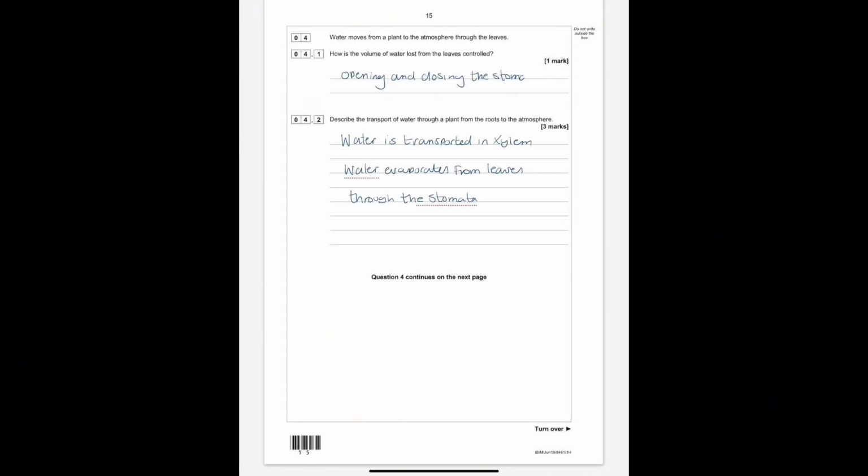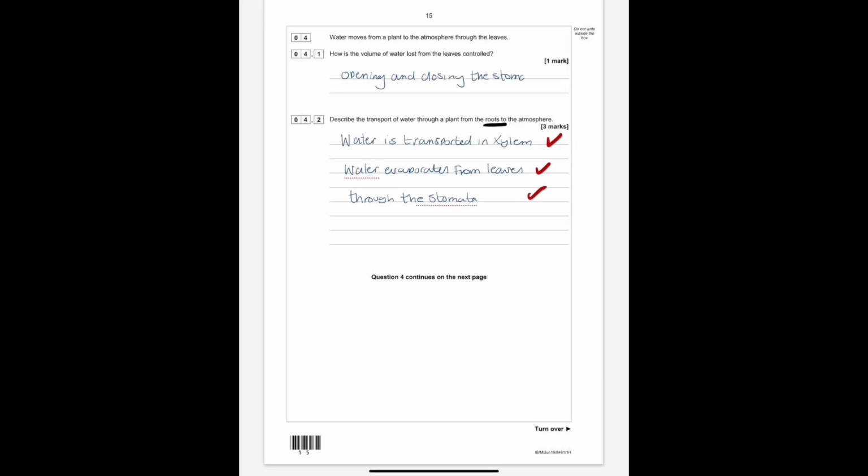4.2, describe the transfer of water through a plant from the roots to the atmosphere. Okay, now we know that water is transported in the xylem vessel. So the xylem vessel transports water and minerals to the leaf of the plant. Okay, but it is not asking us about the minerals, it's only asking about water. So that will get you your first mark. Water evaporates from the leaves, and that will get you a second mark, and it's going to be through the stomata, where the water evaporates.